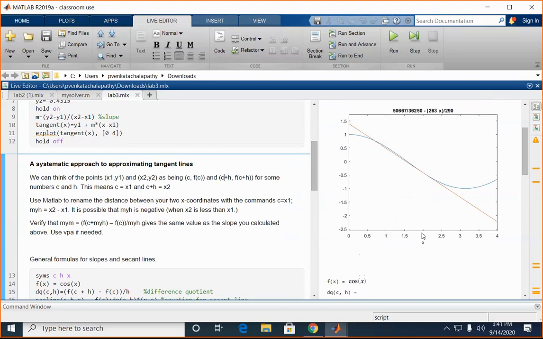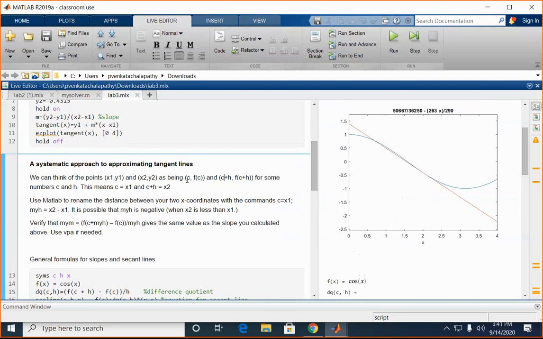Say my x1 is 2, x2 is 3. So what is the difference between x1 and x2? It is 1. I'm going to add 1 to x1 to get my x2 value.